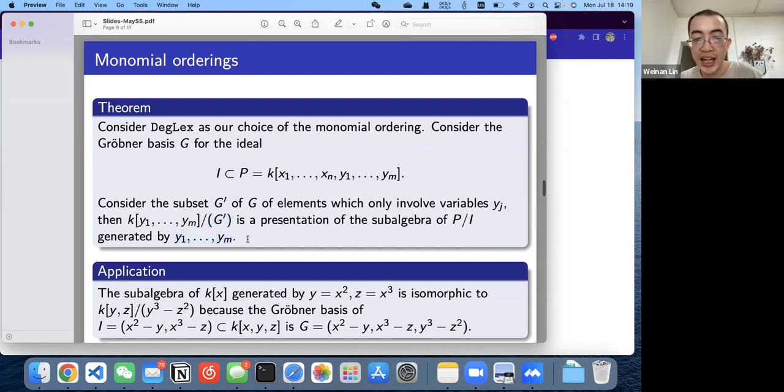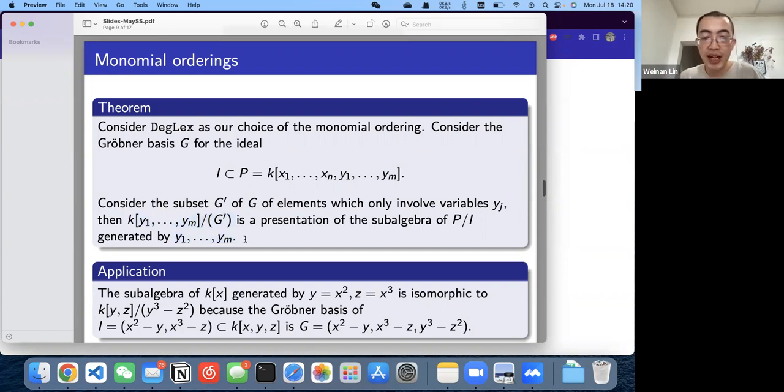So what I mean is that if we order the monomials lexicographically, and we put those y after x, I mean, we treat them as the last generators, then by taking a subset of the Gröbner basis for I, we get the Gröbner basis for J, such that K over this J is a presentation for the subalgebra generated by y1 to ym. So this is very useful.